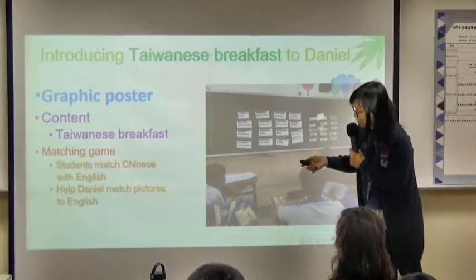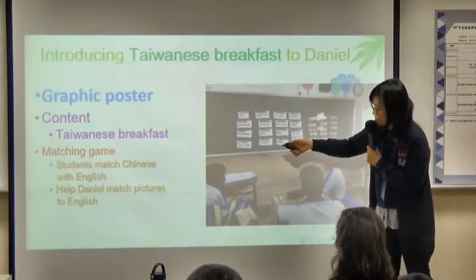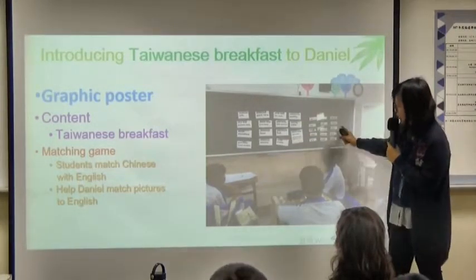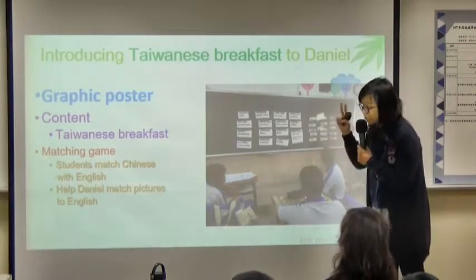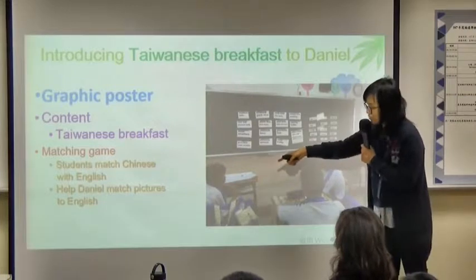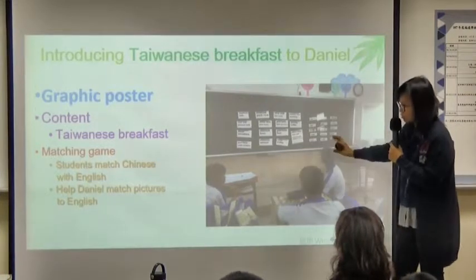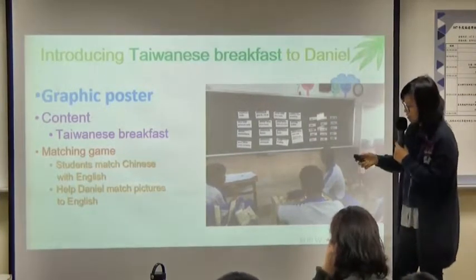Okay, so first we do a matching game. First, students match the Chinese with the English. They know the Chinese, but they don't know the English, so they need to guess. And then they help Daniel to match the picture with the English together.